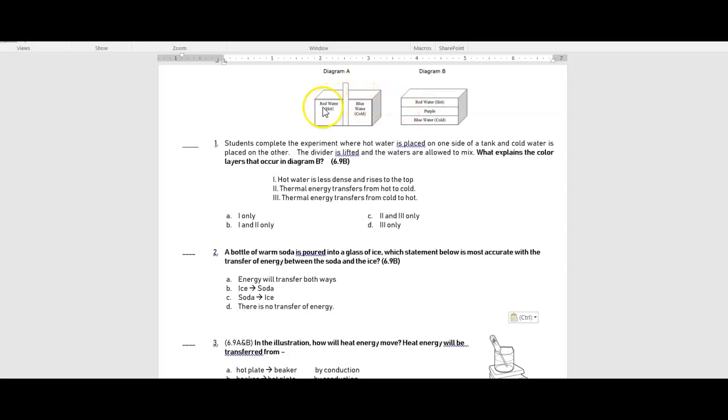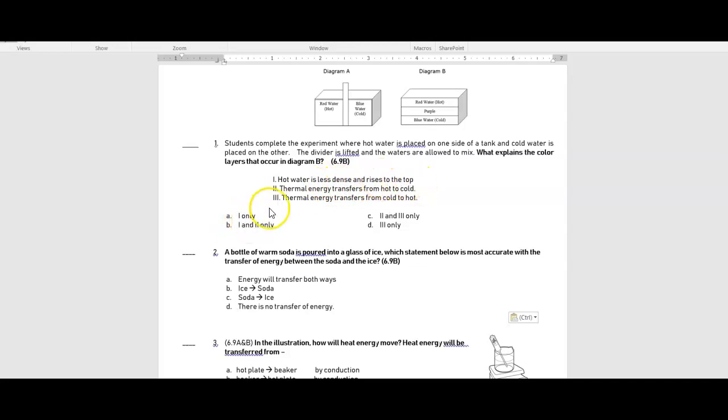So here we have the hot on the left, the cold on the right, and then when you remove the barrier, the red is on the top, which is the hot, the blue is on the bottom, which is the cold, and eventually we have the purple mixing. So what are the true statements about what happened here? Number 1, hot water is less dense and rises to the top.